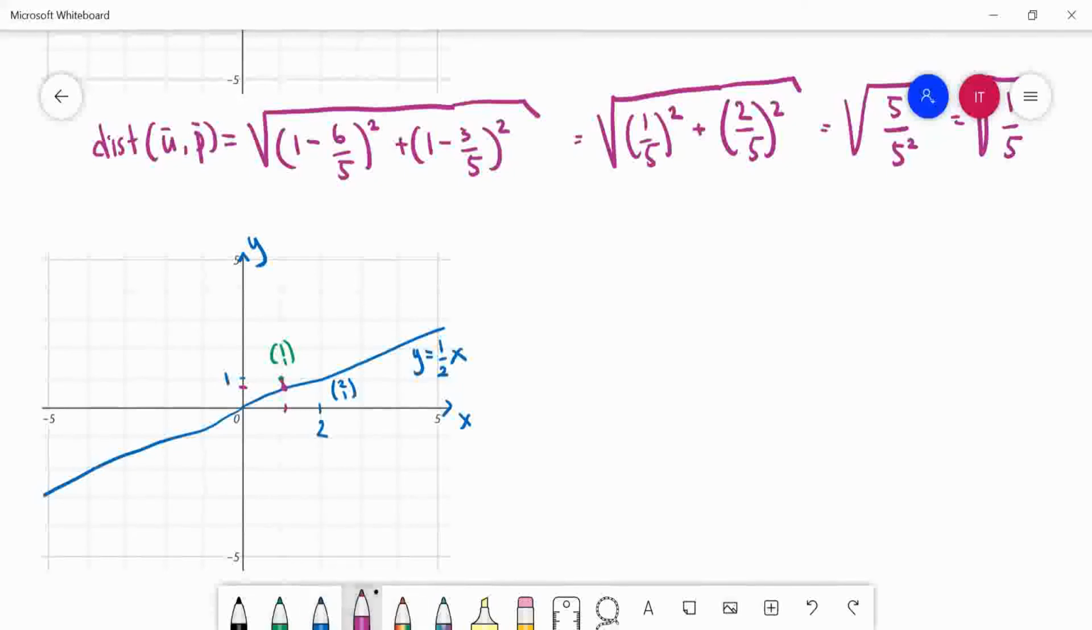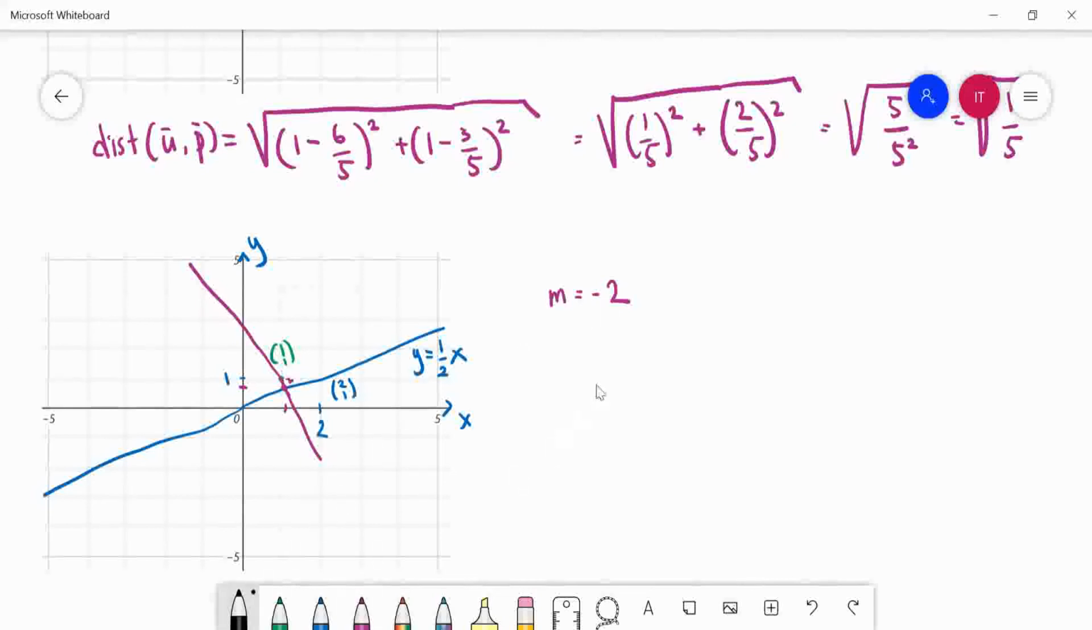And then, because we know this is an orthogonal relation, if we draw a line here, the line that is orthogonal to the equation y equals half x will have a gradient of -2. Because the blue line has a gradient of half, the magenta line has a gradient of -2.